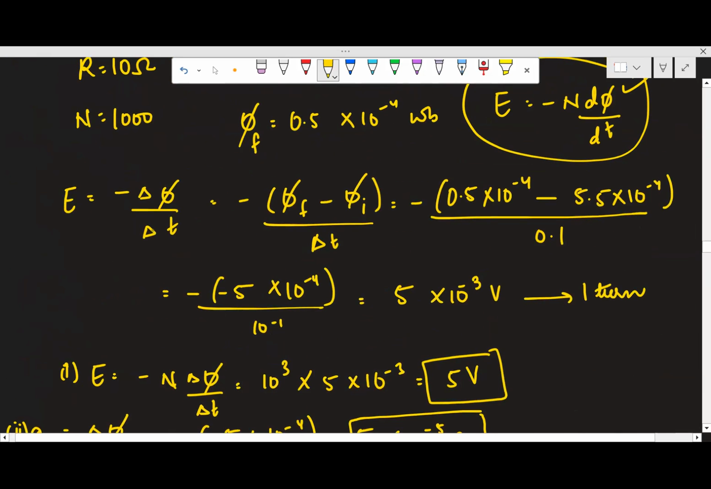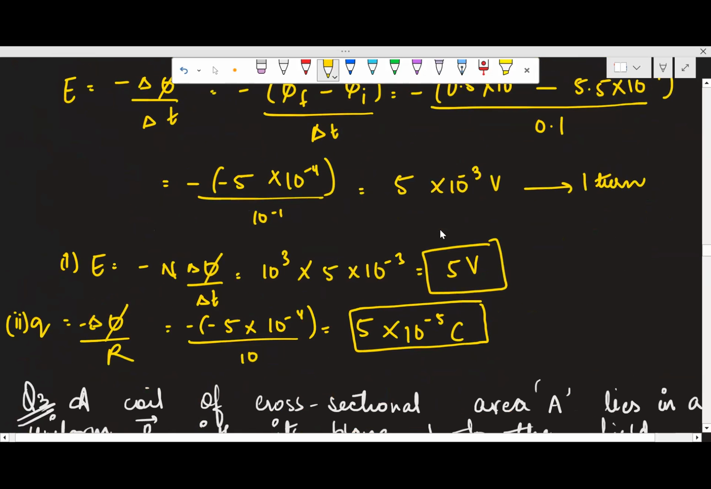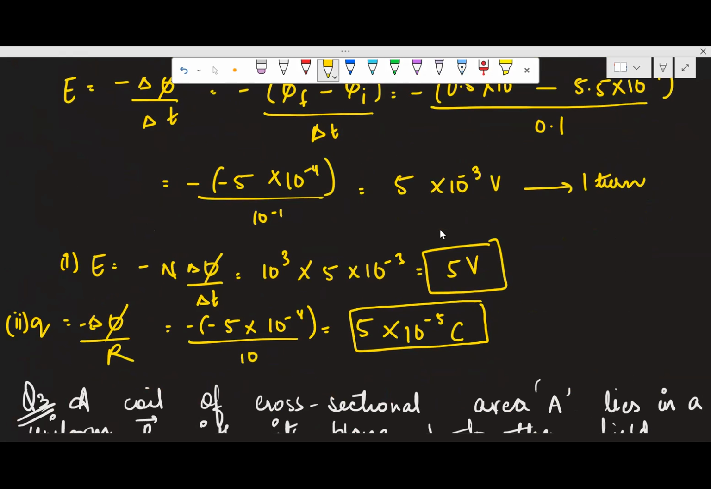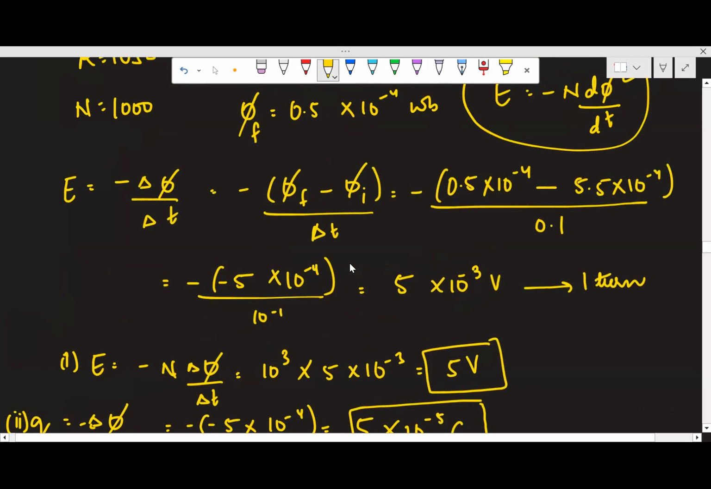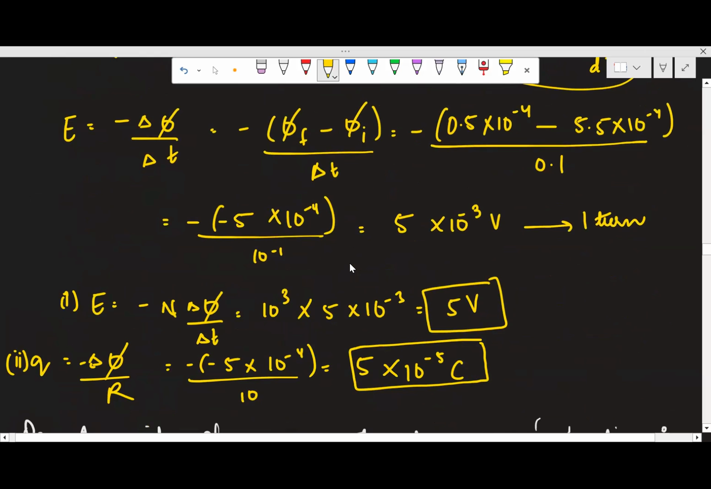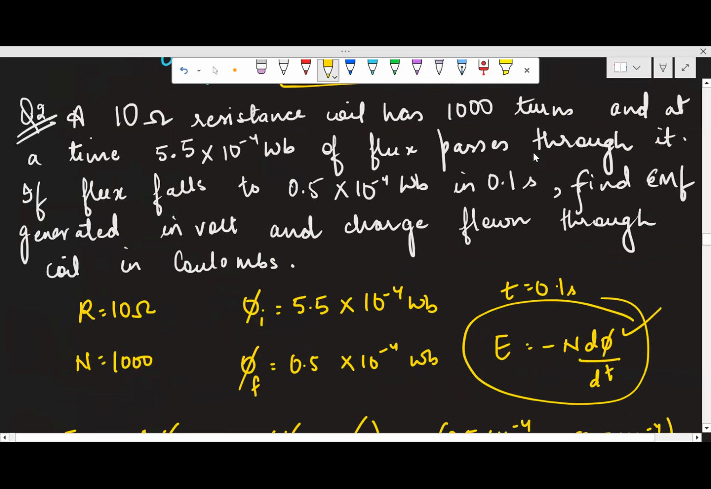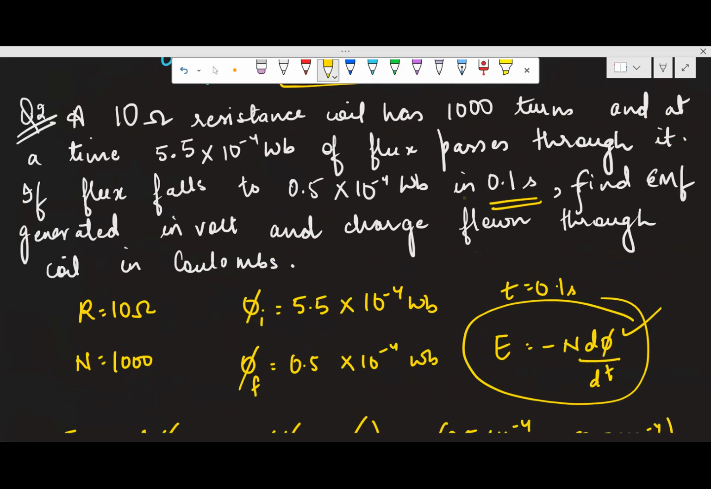Ma'am, for charge we don't have to multiply the number of turns? No. For charge, you don't have to multiply. How did we get 0.1? Where? Delta t? That's given in the question. Okay. Yes, ma'am. Please write one more question, we will see.